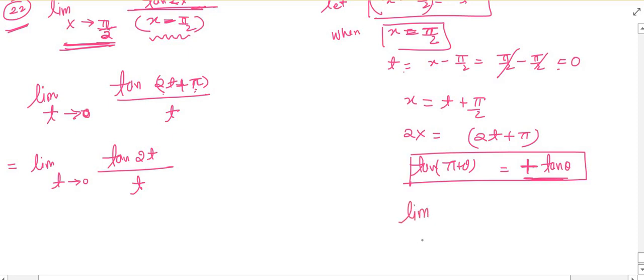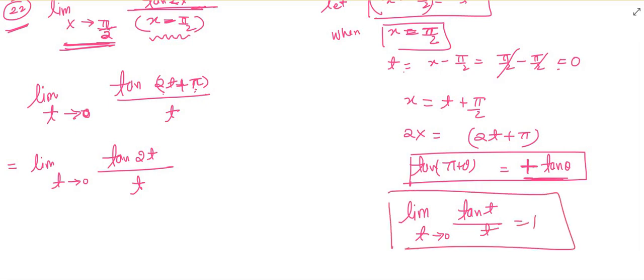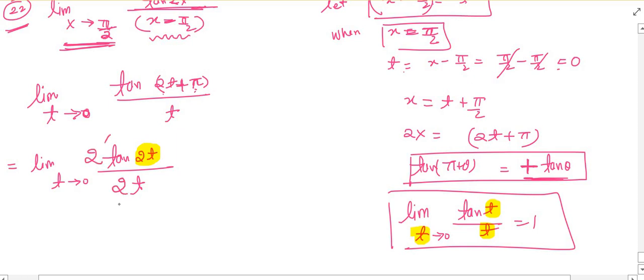Now we know one formula. Limit t tending to 0, tan t by t is 1. This is the formula. The condition for this is that this t and this t should match. If this is 5t, this should be 5t, 5t. All should match. Or if this is x, x, x. So here it is 2t. How to make it 2t? I can multiply by 2 here and 2 here. Now I can apply the formula here. Tan 2t by 2t is 1. And this 2 I will copy. 2 into 1 is 2. This is the answer.